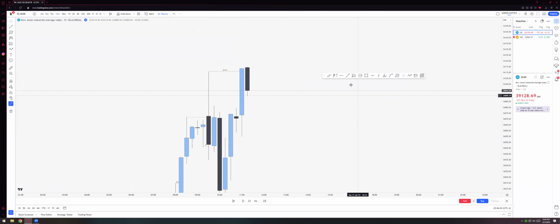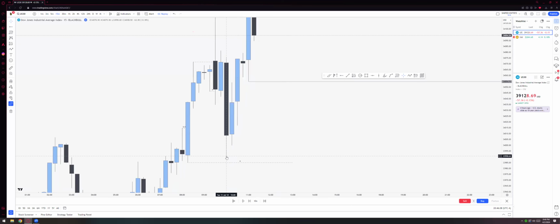So where's your liquidity here? The high and low, which is going to be here. Do we have liquidity here as well? Who can tell me if we have or not? I think so. I think we do, isn't it? You sure?